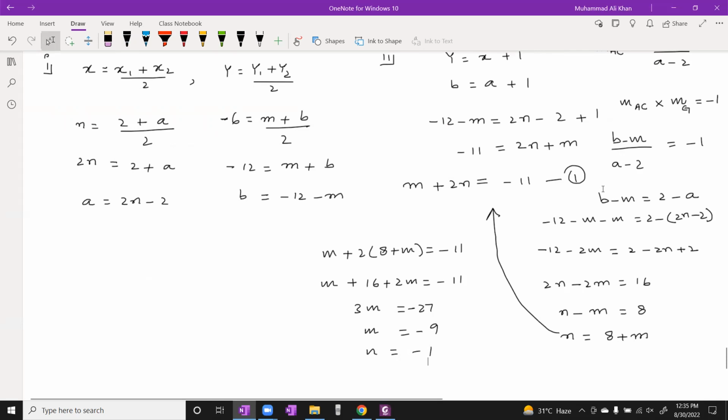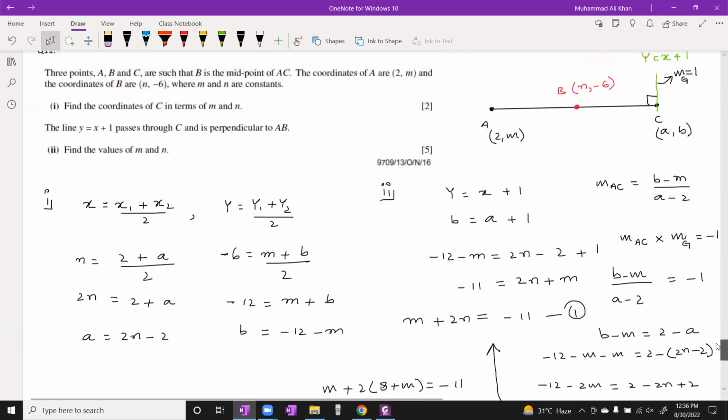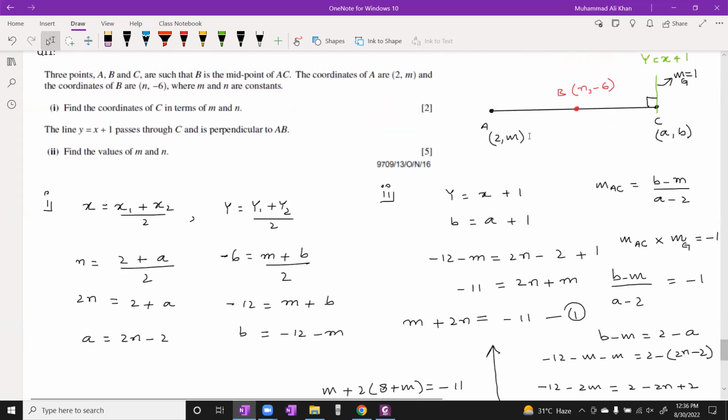Where? This one? Okay. Actually, we know that the green line is perpendicular to the line AC. So what is the gradient of the green line? It is 1. And what is the gradient of AC? It is B minus M over A minus 2. The product of the gradients for perpendicular lines will give you -1. So the gradient of AC into the gradient of the green line is equal to -1.